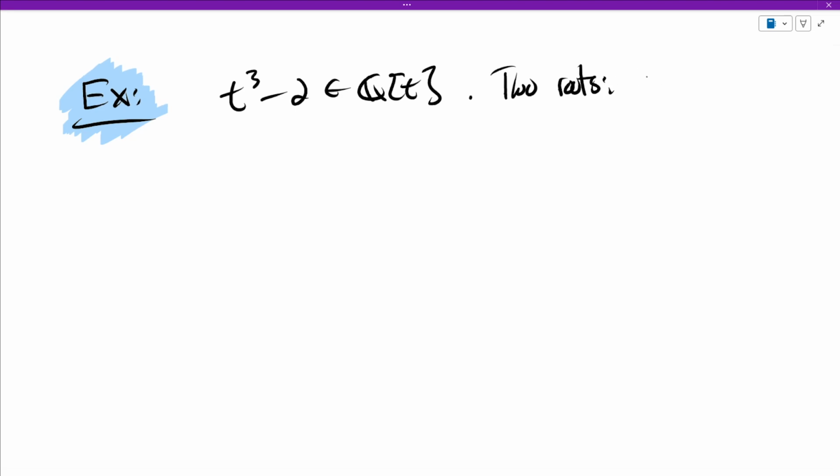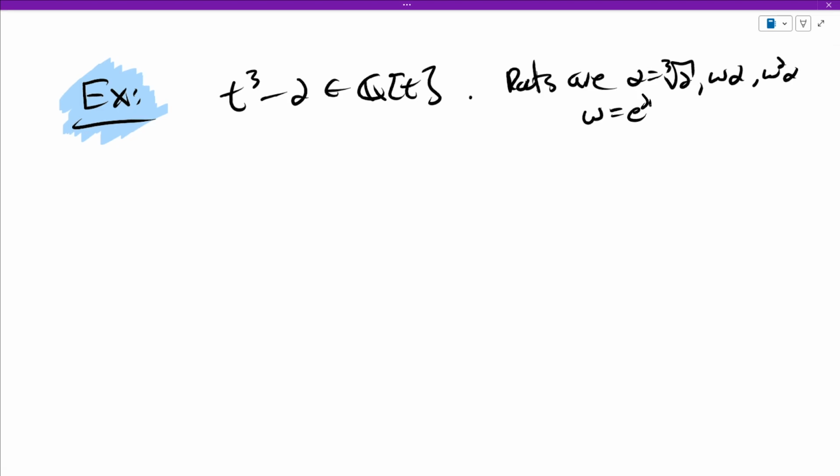There's three roots, but there are two roots I want to look at. Well, let me just say the roots are the cube root of 2, which we've been calling alpha, omega alpha, and omega squared alpha, where omega is e to the 2 pi i over 3. All right, so we have these three roots that we've been playing with since chapter 1, and we're going to play with until the end of the class. Okay, this is a fundamental example.